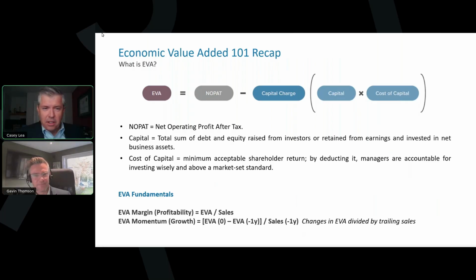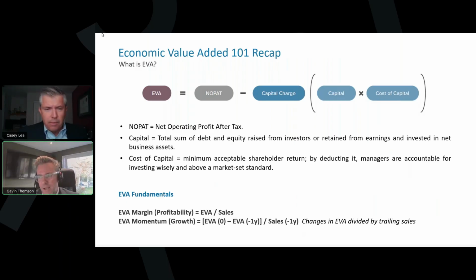Sure. Casey Lee, the Director of Quantitative Research here at ISS EVA. I've been with the company since they purchased EVA Dimensions back in 2018. I create all of our backtest work, and I also work on the communication services, healthcare, and financial sector. Yep, I'll turn it back to you for the EVA 101.